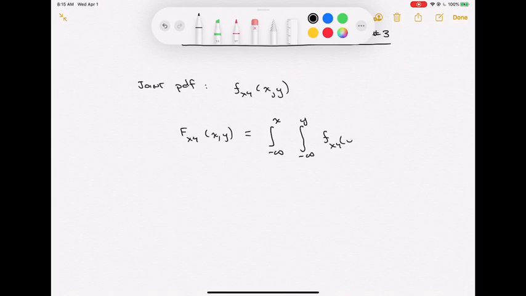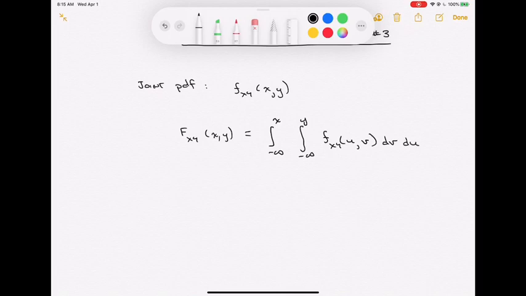I'm going to give myself some variables of integration, so I'm going to call those u and v, so I don't confuse them with the x and y that are in the limits of integration. And here, because I'm doing y first, and I called it v, I get a dv and I get a du after that. So it's a nested integration.